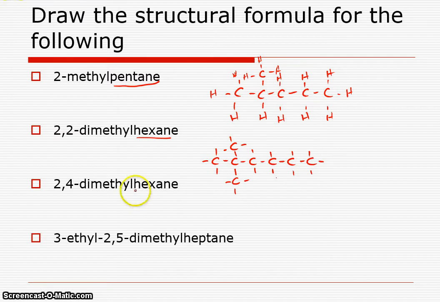2,4-dimethylhexane. In this case, again, I have hexane. 1, 2, 3, 4, 5, 6. It's dimethyl, which means I have 2 methyl groups, but it's at the 2 position. 1, 2. It doesn't matter if I put it top or bottom. And then 1, 2, 3, 4. Doesn't matter if I put it top or bottom. Just to make it different, I'm going to put it on the bottom. And now I'm going to go ahead and fill in all of my hydrogens.